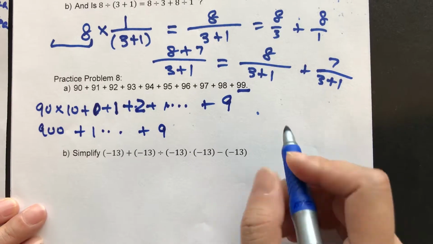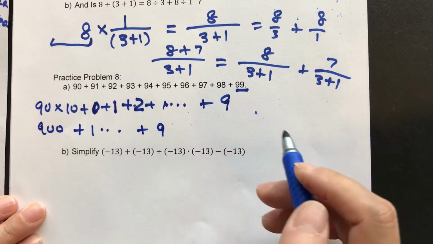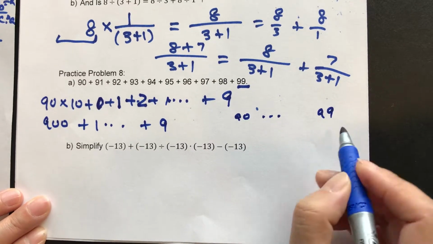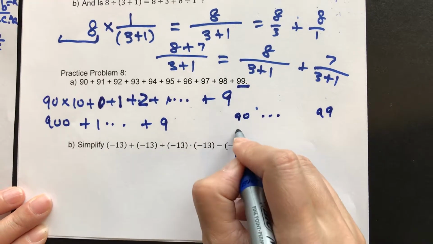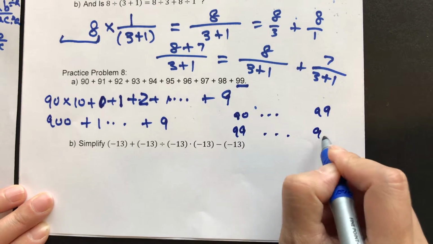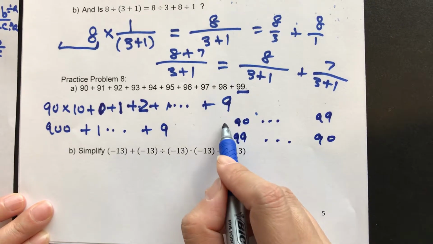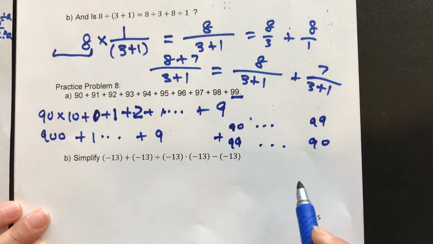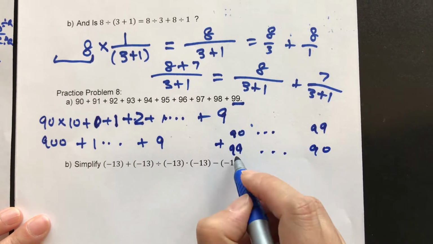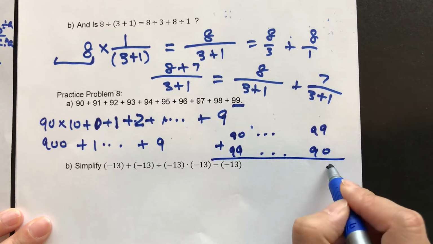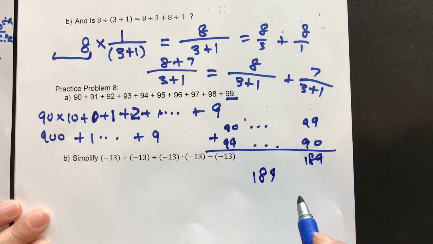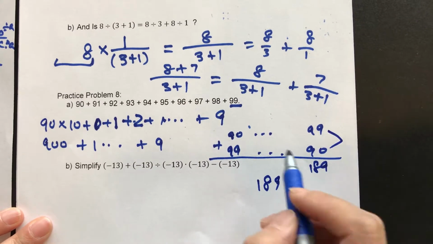Or another way to solve this is if you have a very long sequence, 90 all the way to 99, you reverse the sequence. You have 99 down to 90. So you can see that now you have two sequences, and you pair them up. They always give you the same addition number. So this is 189. So you have 189 pairs of addition, right?